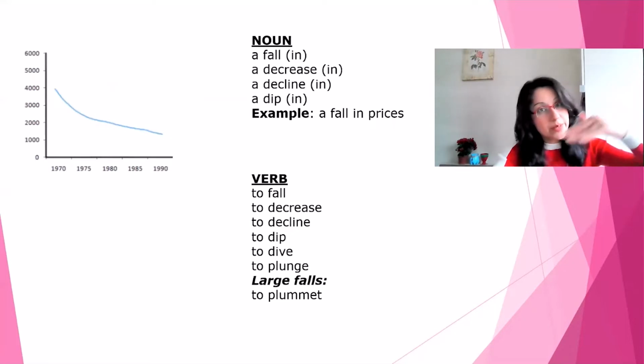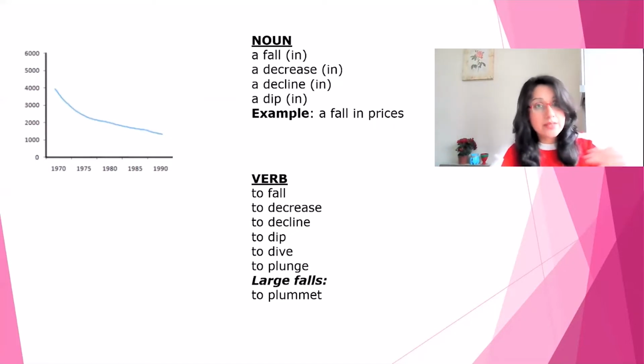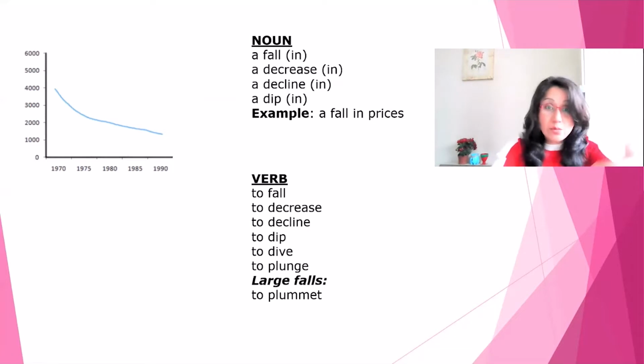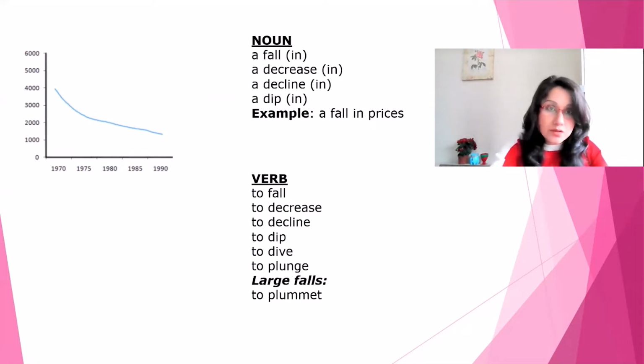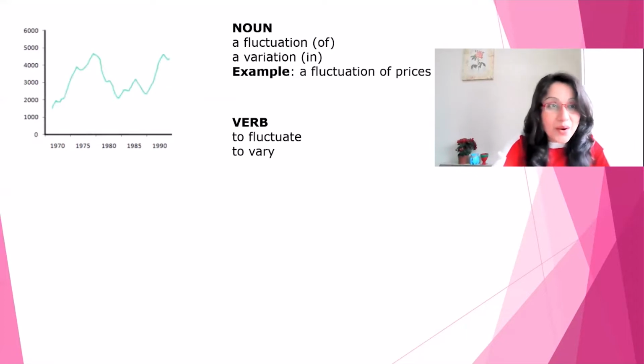Again, the opposite, when you're describing a fall, it's a decrease, a decline, a dip, or you can use verbs like dive, to plunge, or to plummet if it is a sharp fall. So I'm giving you different words which you can use because you don't want to repeat yourself. Then there's fluctuation. You can use fluctuation, variation, or to fluctuate or to vary. These are the vocab you can use when you're describing any kind of chart, depending on what it is talking about.